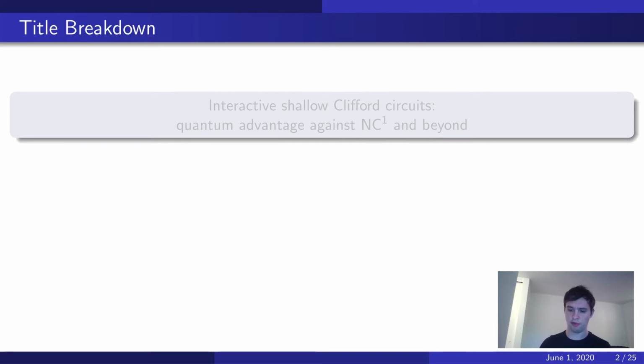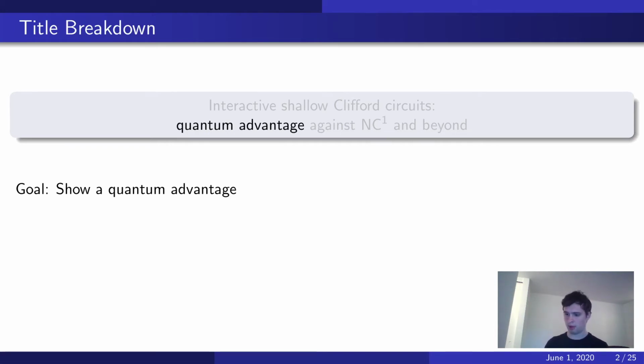So we're trying to prove a quantum advantage, show that some quantum device can do something that a corresponding classical device can't. And the problem we're going to use for this is interactive, meaning that there are rounds of communication back and forth with the device. So that's a bit unusual.